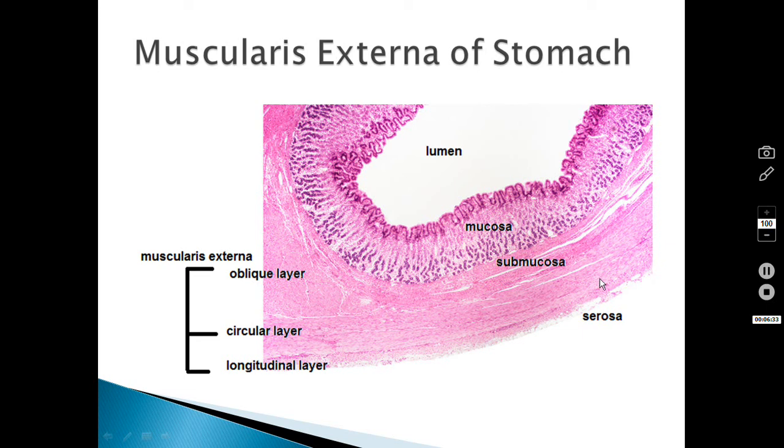Then our circular layer, which is now the middle layer, and then the longitudinal layer is the last layer of the muscularis externa, and then our serosa again deep to that.